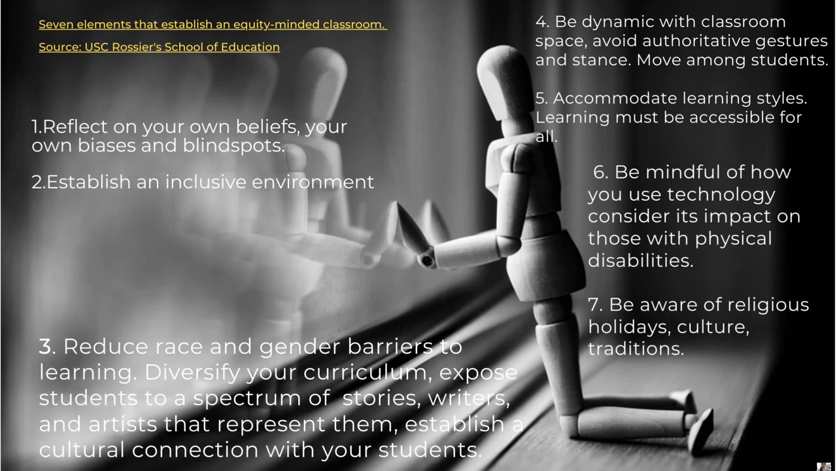There are seven elements that establish an equity-minded classroom. Detailed descriptions of each element can be found at USC's Rossier School of Education. The link is highlighted in yellow on the upper left-hand corner. In brief, number one, reflect on your own beliefs, your own biases and blind spots. Number two, establish an inclusive environment. Number three, reduce race and gender barriers to learning. Diversify your curriculum. Expose students to a spectrum of stories, writers, and artists that represent them. Establish cultural connection with your students.